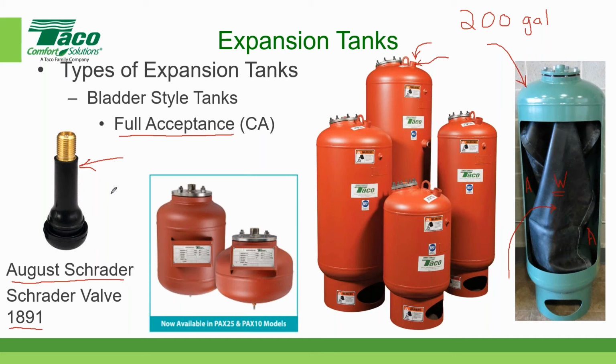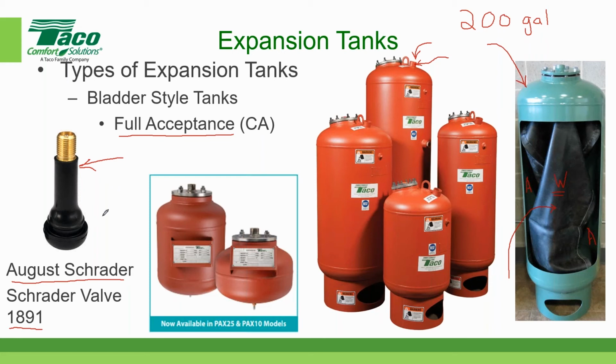Most expansion tanks use Schrader valves. You find Schrader valves in your car tires and your bicycle tires. I mean, there are literally millions of them out there. So it's a very simple, very reliable device, and it allows us to add compressed air to the void space between the bladder and the steel container.